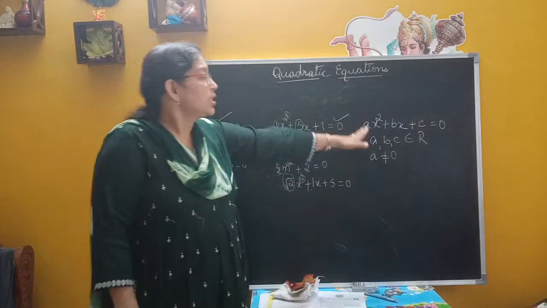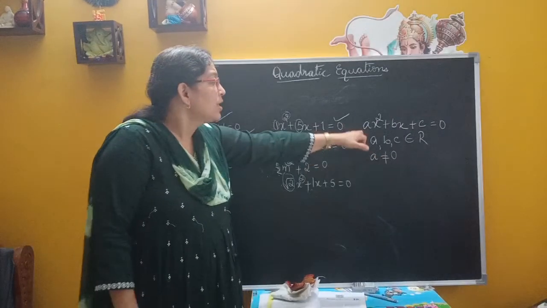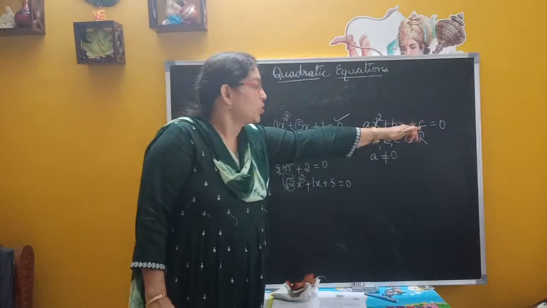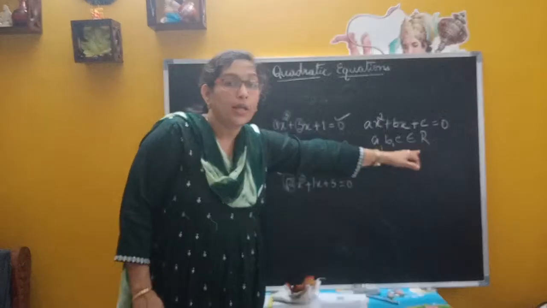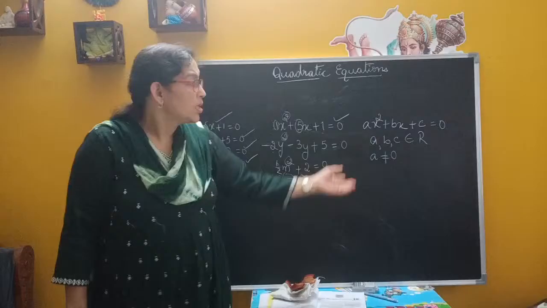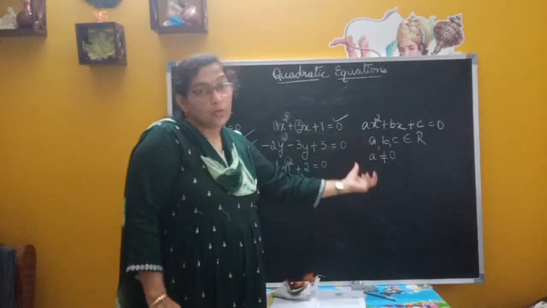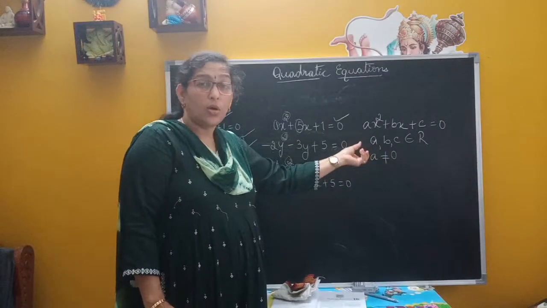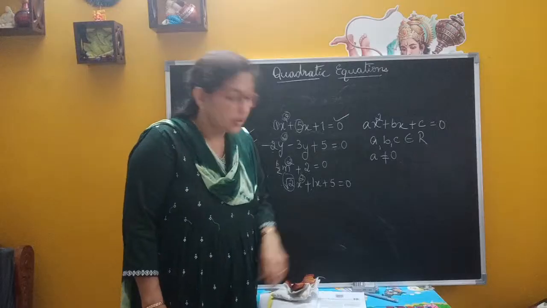So the general form of a quadratic equation is ax square plus bx plus c is equal to 0, where a, b, c are real numbers and a is not equal to 0. This is the definition of a quadratic equation, or as we call it, the general form of the quadratic equation.